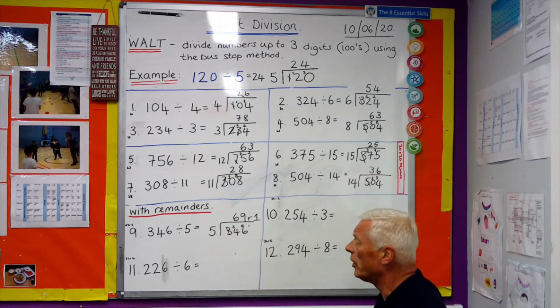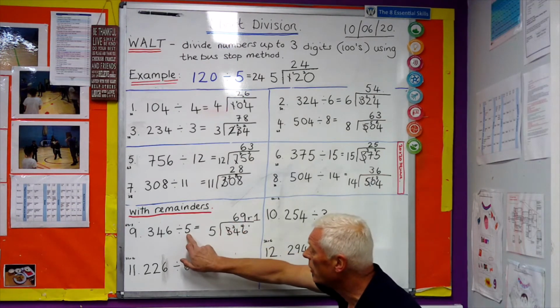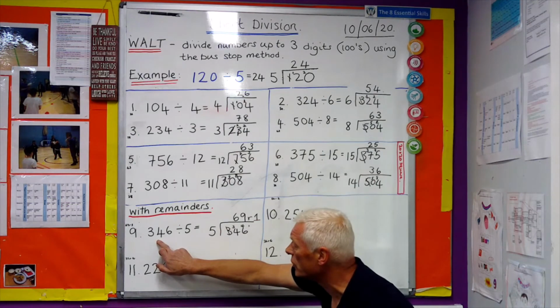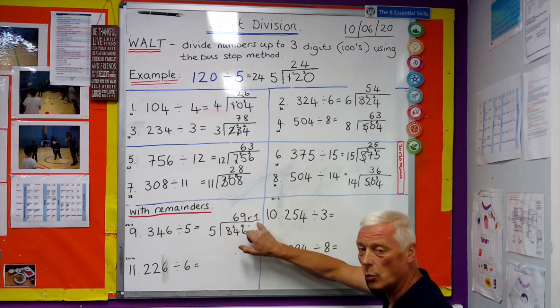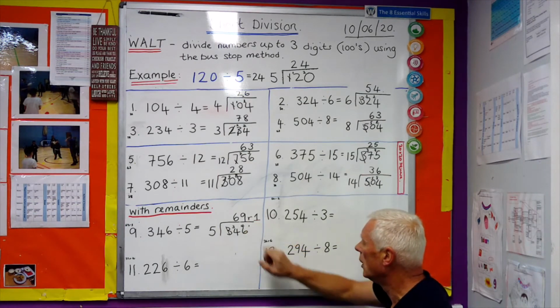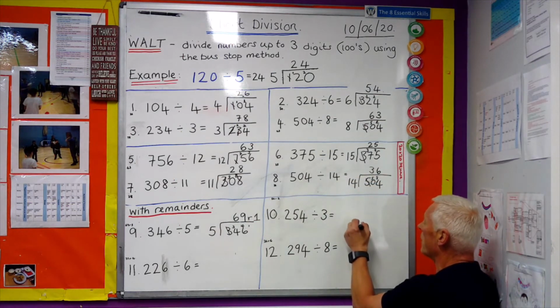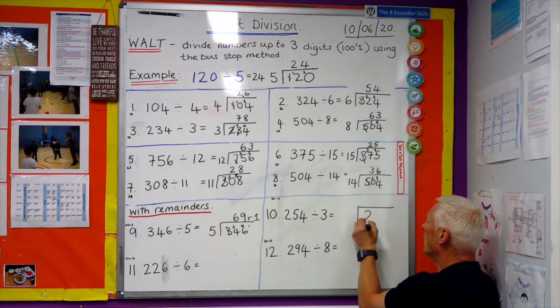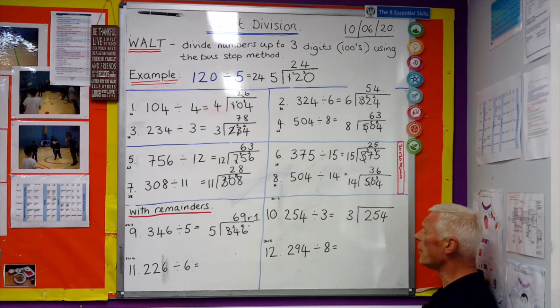So on the bottom one here, which is with remainders, how many times does 5 go into 346? It goes 69 times, remainder 1. Okay, because that number's smaller than 5. All right, some other examples. 254 divided by 3. Same method.